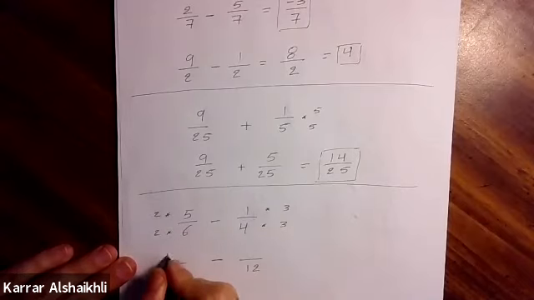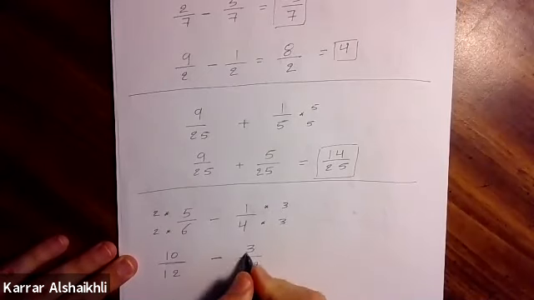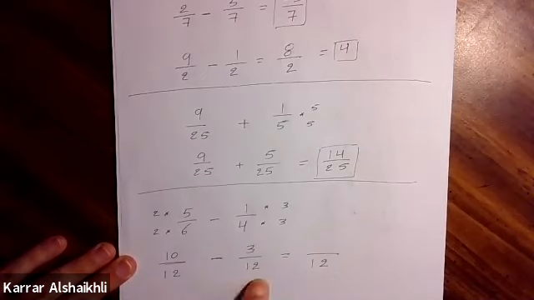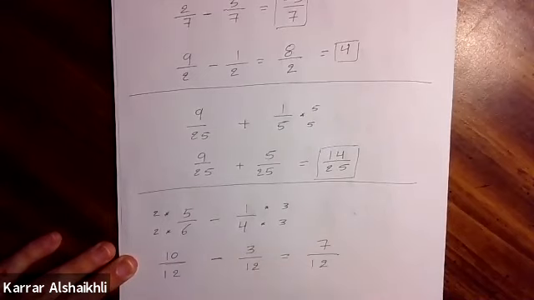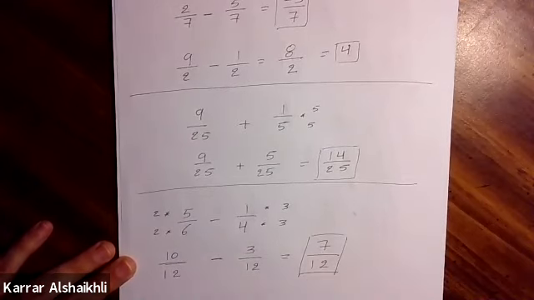2 times 5 is going to be 10. 1 times 3 is going to be 3. Now I get exactly the same denominator. I'm just going to write down the denominator. 10 minus 3 is going to be 7. Again, I have to check. Do I have a common factor? Can I simplify it? No. That means this is the final result.